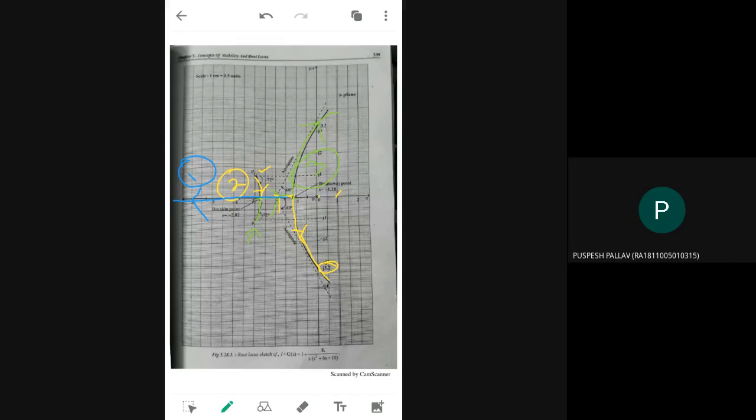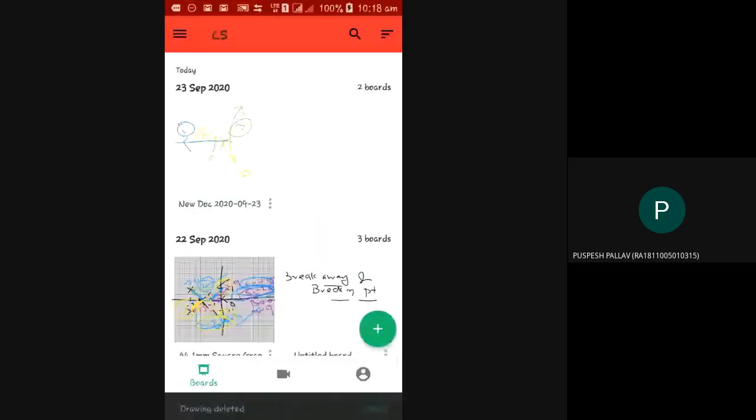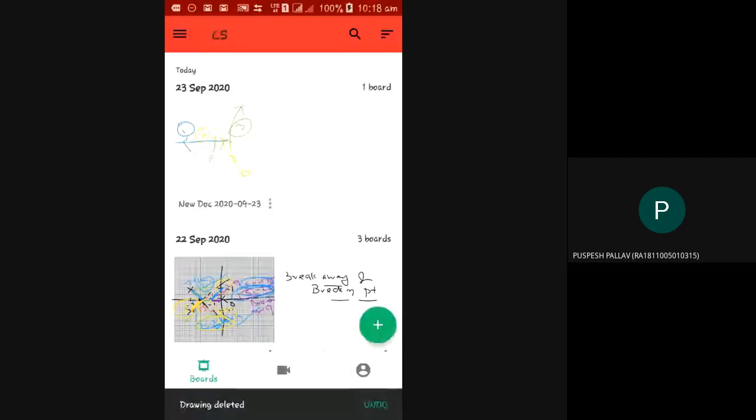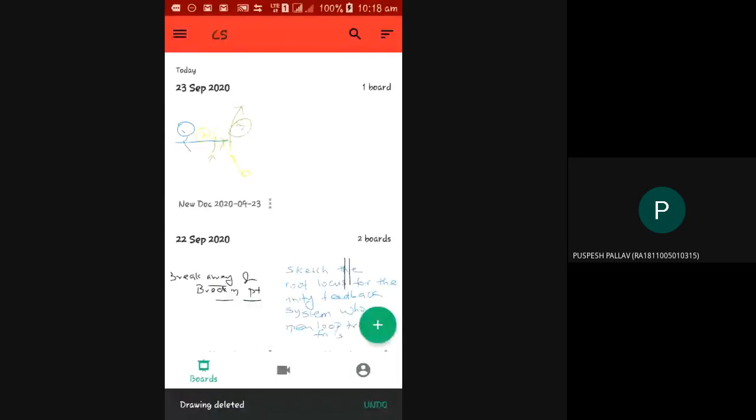Then we'll proceed to the next problem. I'll delete this picture, because I will not be able to load the next one. Okay, next problem I will give. You are to give me the answer for this problem.